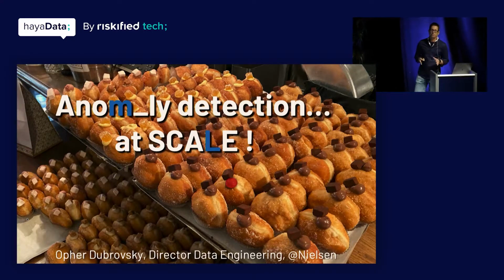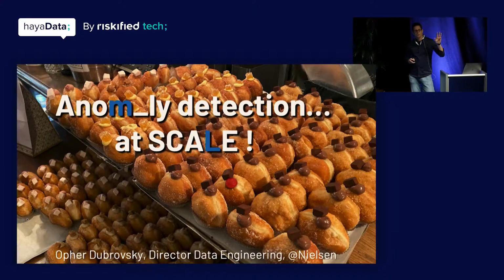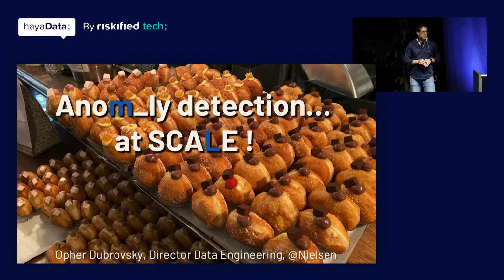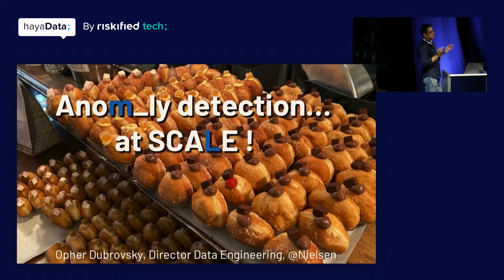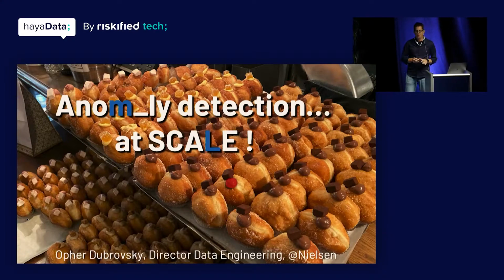Looking at the agenda for the conference, I realized there were 3 talks about anomaly detection. And I think this constitutes an anomaly. And yet, I think they're all complementary. There was a talk about the data itself and distributions. There was a talk about avoiding false positives. And in this talk, we're going to focus on scale.